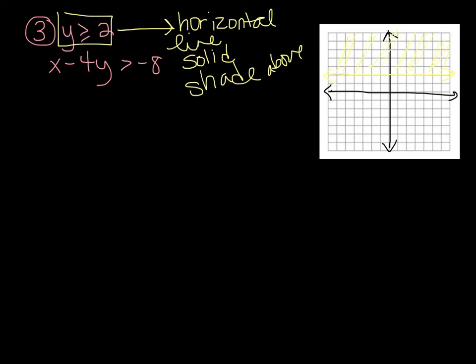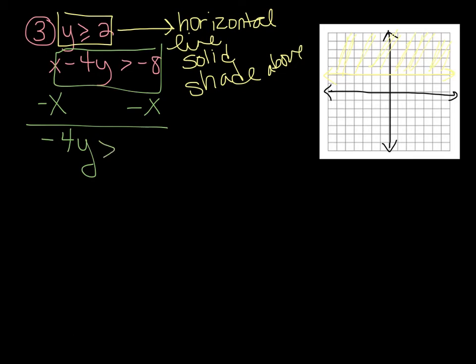The second one is also a really tricky one, because I have a few things going on. In order to graph this, I need to solve for y first. So I'm going to start by subtracting x from both sides. That gives me negative 4y is greater than negative 8 minus x. If you want, rather than doing what I just did, you can actually write it as negative x minus 8. Put the x first, just to make it easier on yourself. The next step is to divide everything by negative 4 so I can get that y by itself.